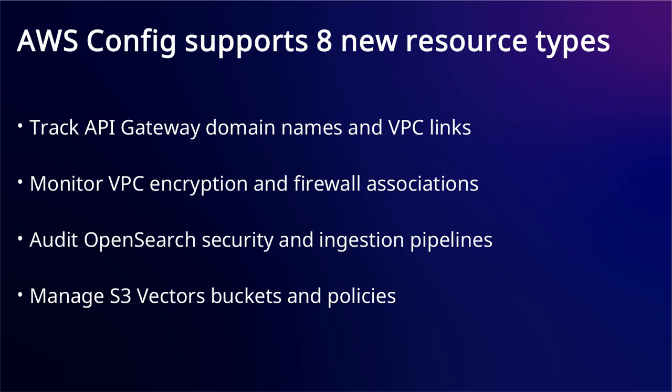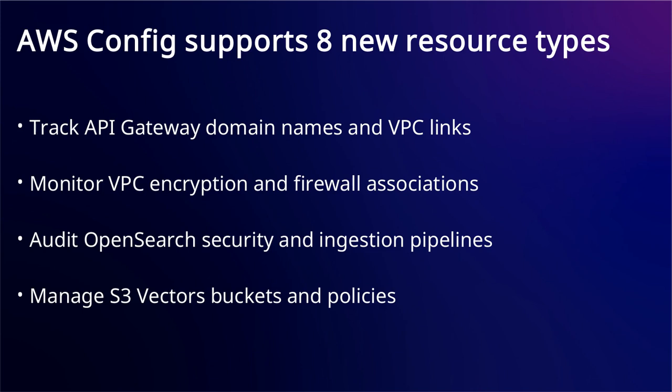Managing compliance and security across your AWS environment becomes challenging as you deploy resources across multiple services. You need visibility into resource configurations to assess, audit, and remediate issues effectively. AWS Config now supports 8 additional resource types across API Gateway, EC2, Network Firewall, OpenSearch, OSIS, and S3 vectors.